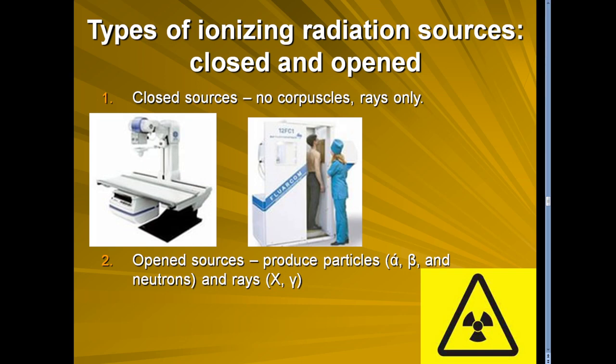X-ray, for example X-ray examination, is an example of closed sources. Gamma irradiation devices are also an example of closed sources, because only rays enter the environment, not any corpuscular radiation.